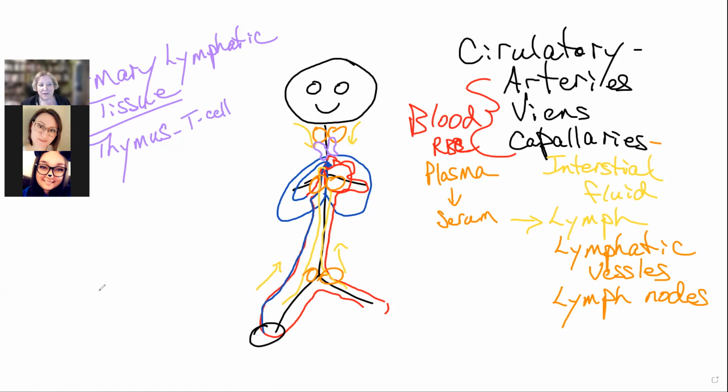Think of it as kind of like college for T cells, for immune cells. And we call them T cells because they mature in the thymus. So that is considered a primary lymphatic tissue. But they were first born in the bone marrow.